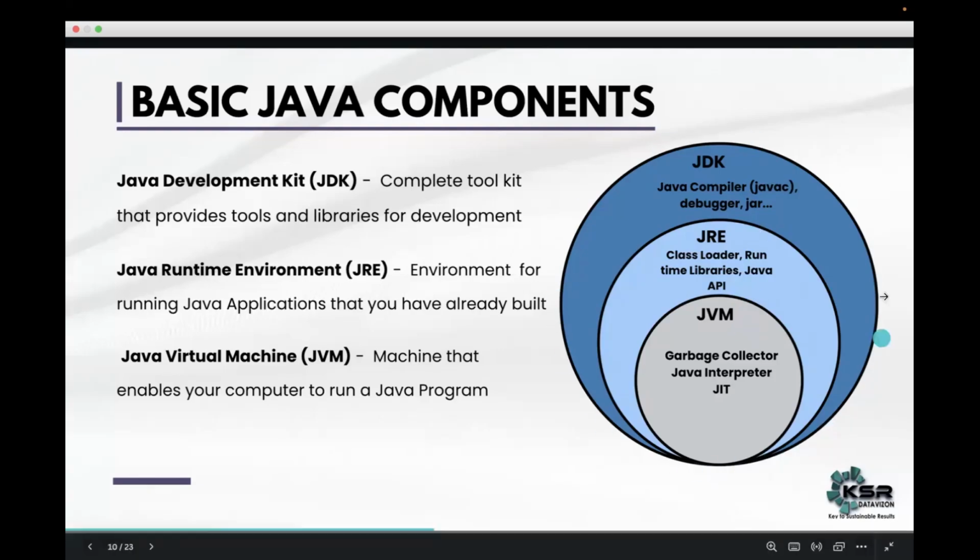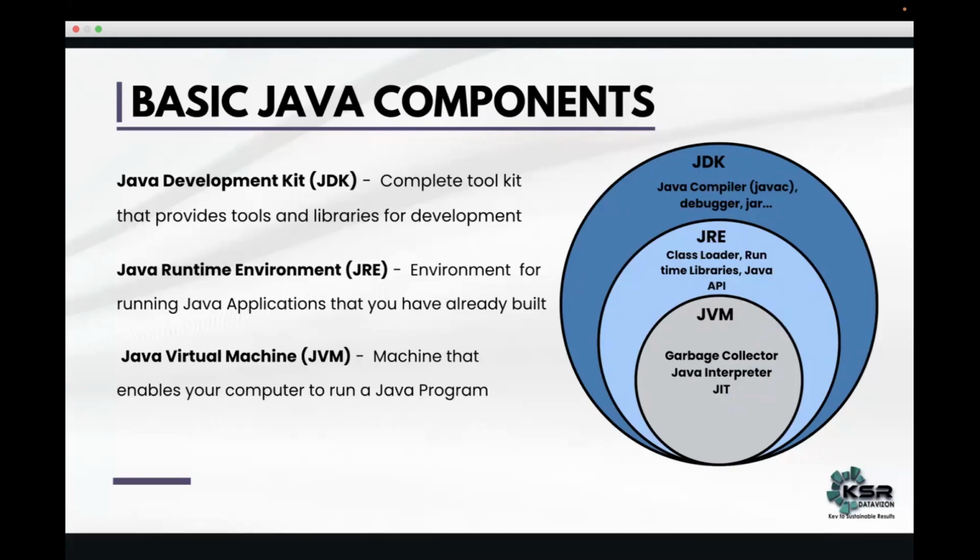You can understand from the circle, right? JDK contains the full package. It's a complete toolkit. JRE is just for running. It contains JVM, but it also contains some other runtime libraries, Java API, and class loader. JVM contains its own components, like the Java interpreter. That's what interprets your Java code and converts it to machine code. Next is JIT, the just-in-time compiler, and the garbage collector. So these are a few components. Don't worry if you're not able to understand the names, but we will see this in detail in our Java course.